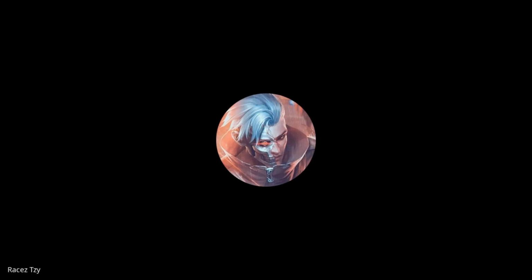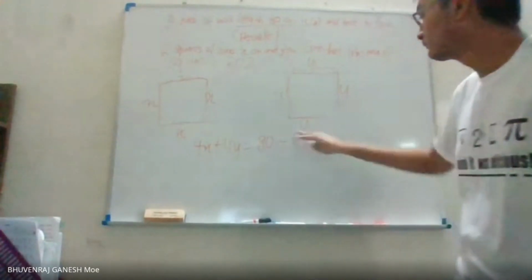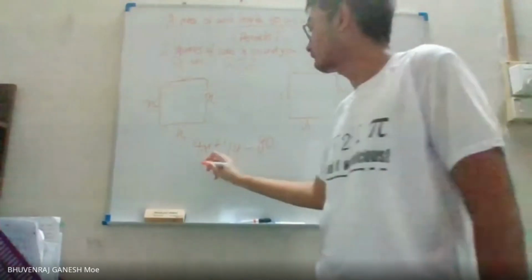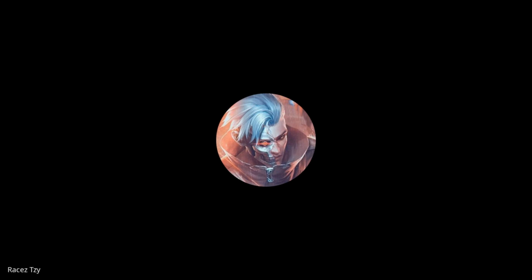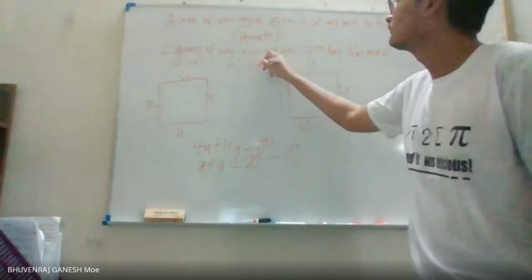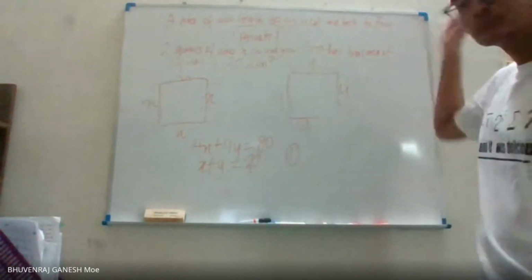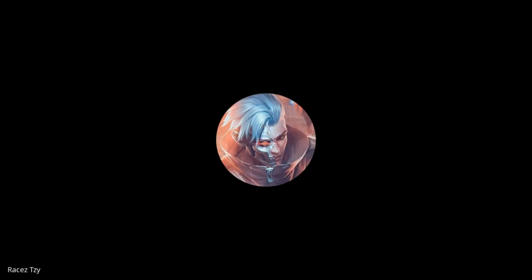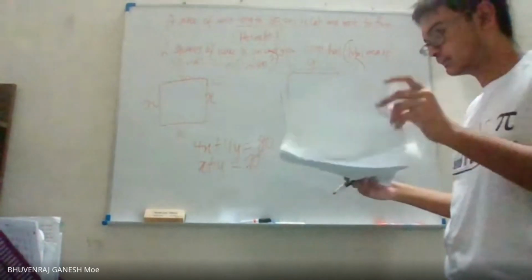Simplify. What will you divide the whole equation with? Divide with 4. Yeah, so you get x plus y equals 20, right? Okay, so this is your first equation. And then your second equation, how do you form your area equation? x squared plus y squared equals 202. Yeah. So that's your second equation.